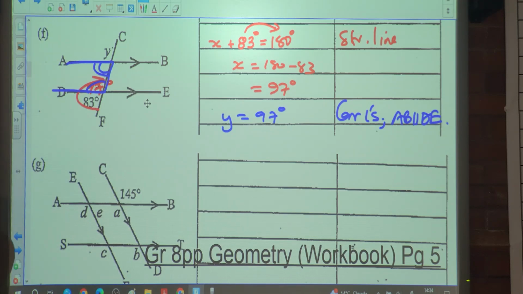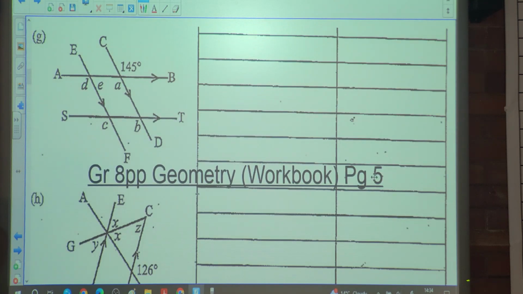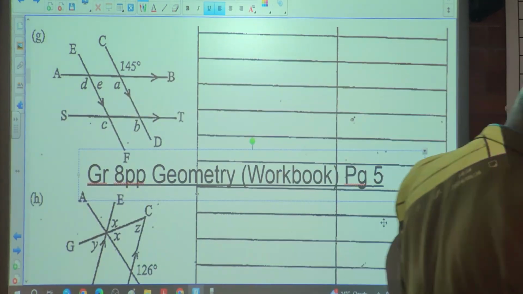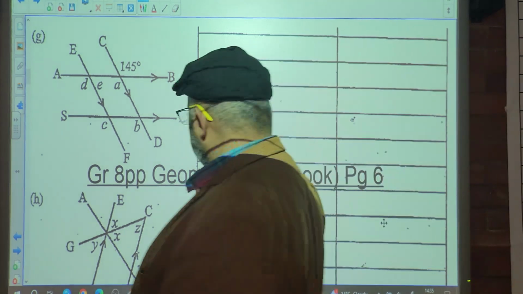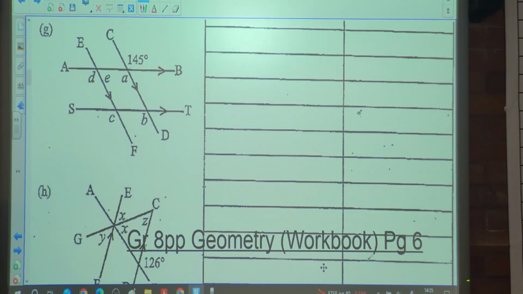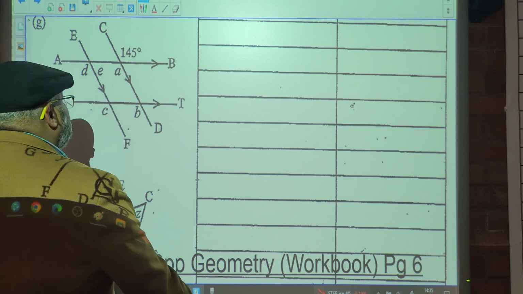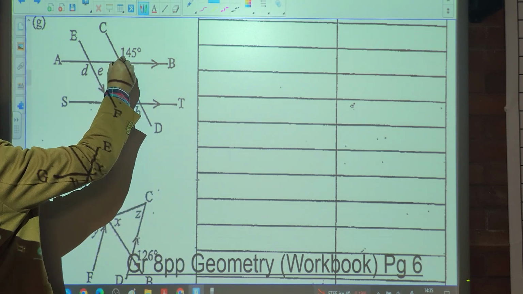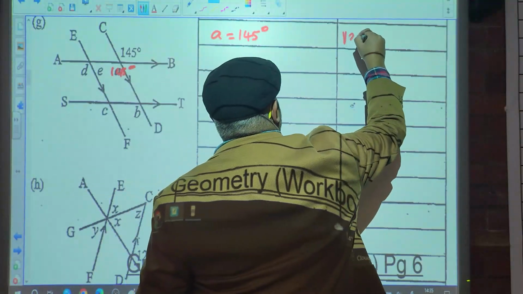I think we're on the next page now. I'm going to calculate A. Vertically, easy. A is vertically opposite, so it's 145. A is equal to 145 degrees, vertically opposite.